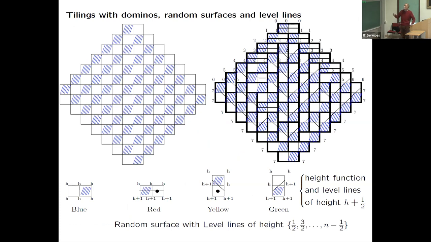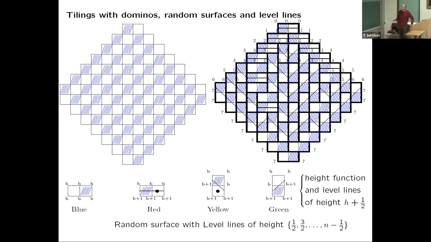Anyway, I would like to pave this Aztec diamond with those dominoes. So this is an example. I just put dominoes like this, straight, etc. Now, how do you tackle that? How do you deal with that?